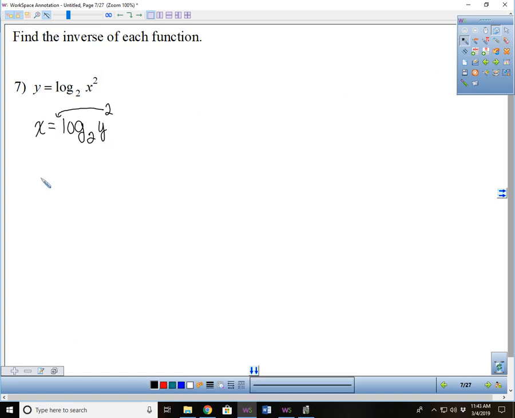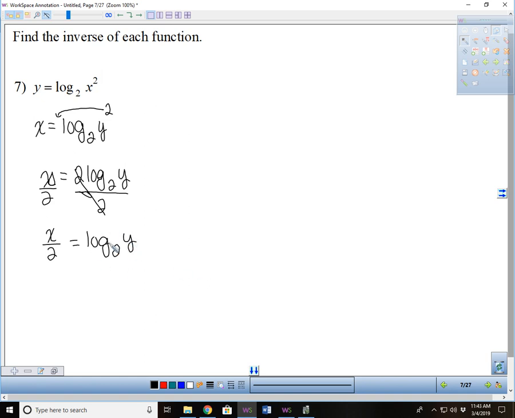So I pull that, and so I'm going to have x equals 2 times the log base 2 of y. Then I'm going to divide by that 2 because I want to get this log by itself before I try to cancel the log out. So I divide by 2. So x over 2 is equal to log base 2 of y.